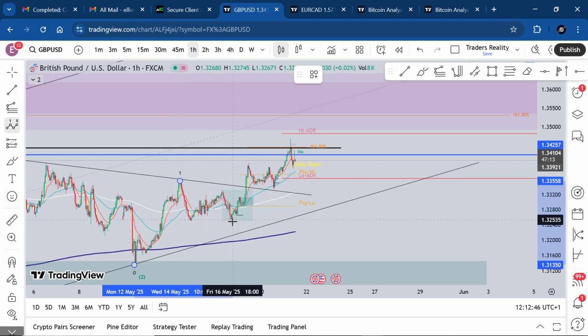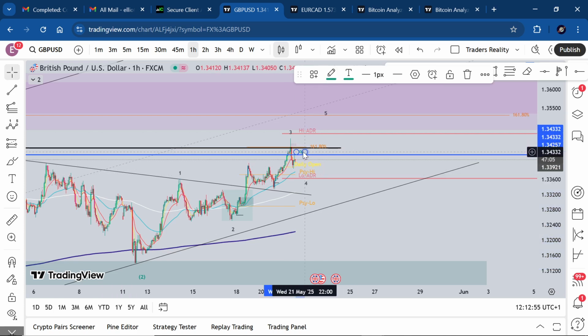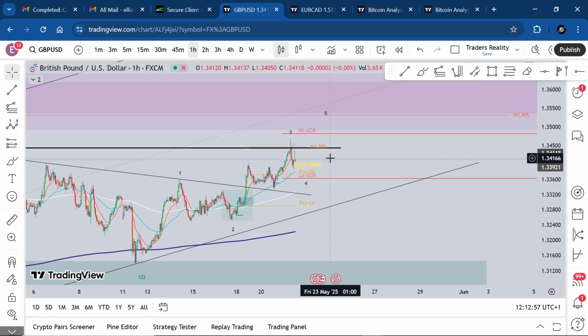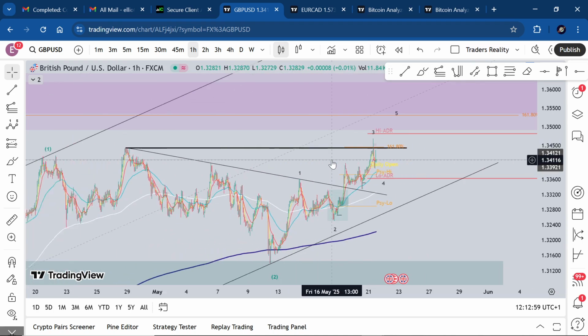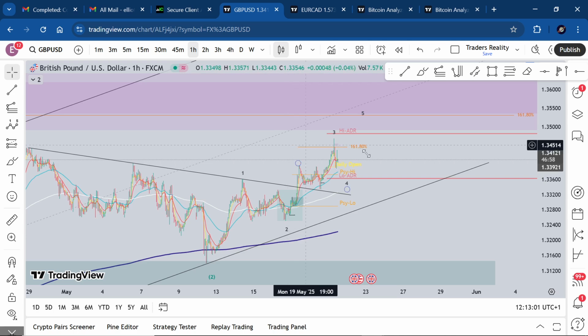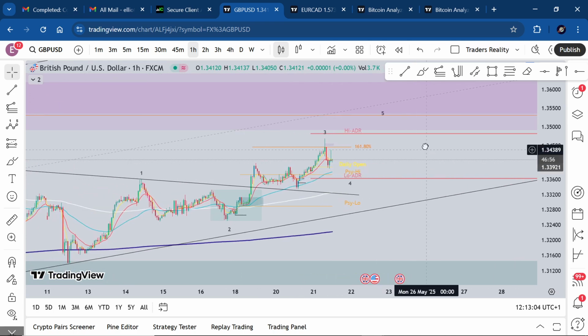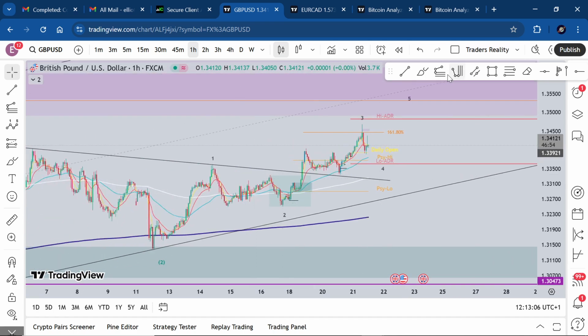1, 2, 3, then we look for a 4 and a 5. Alright, we've taken that high. Alright, 1, 2, 3, 4, 5. Because as you've seen, and I can just show you again, now the third wave is shorter than the first wave.